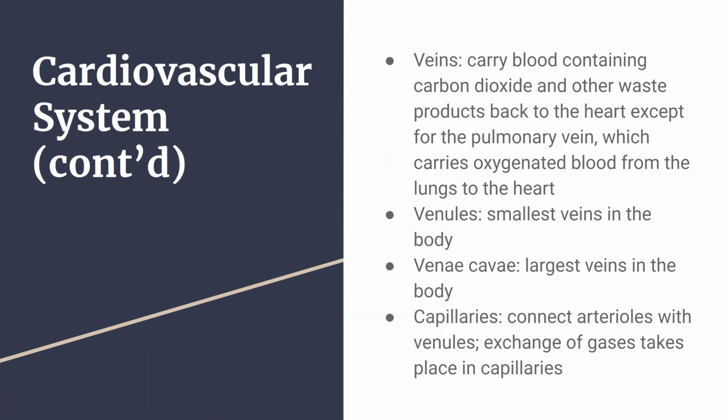Now, the veins carry blood containing carbon dioxide and other waste products back to the heart, except again for the pulmonary vein, which carries oxygenated blood from the lungs to the heart. Now, the venules are the smallest veins in the body. The vena cava is the largest vein in the body. Capillaries are where the connection happens between the arterioles and the venules, and these exchange the gases that take place.